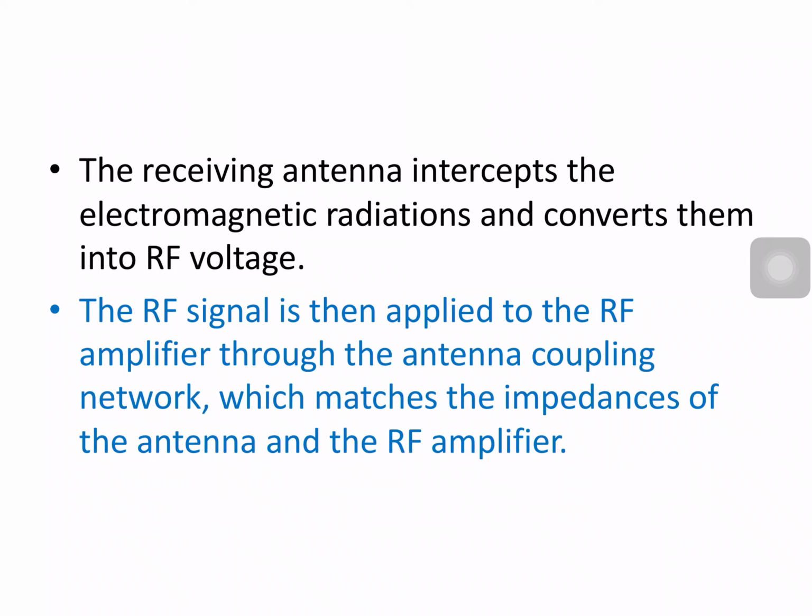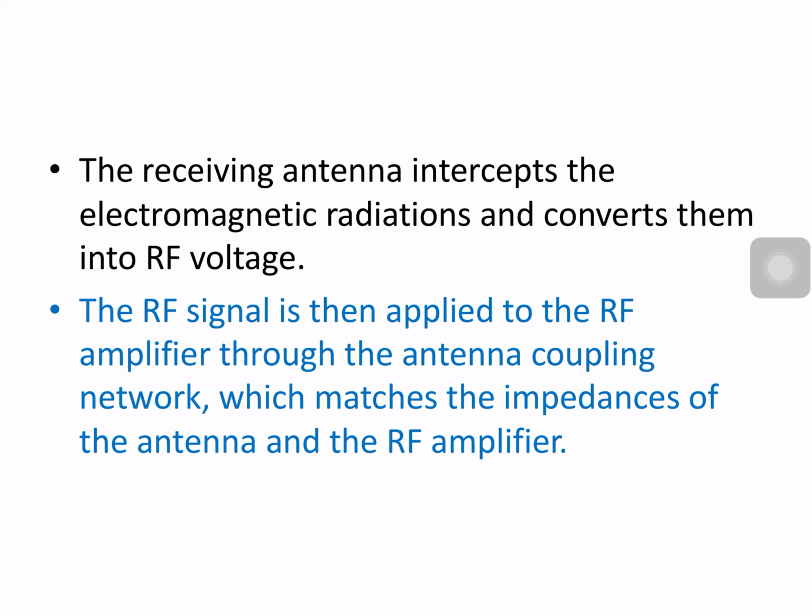Now let's see the working of communication receiver. The receiving antenna intercepts the electromagnetic radiations and converts them into RF voltage. इसका मतलब ये है कि रिसीविंग एंटेना इलेक्ट्रोमैग्नेटिक रेडिएशंस को रिसीव करके समझ के उसको कन्वर्ट करता है आरएफ वोल्टेज में.